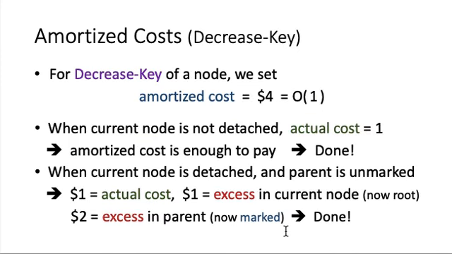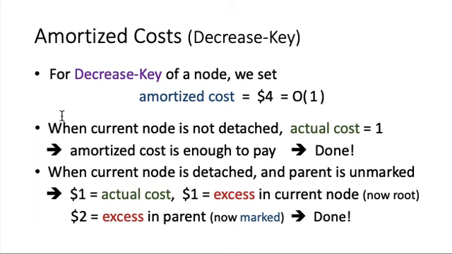And finally, decrease key. To perform decrease key of a node, we will set the amortized cost to be $4. So $4 here is again of order 1. So we will analyze what happens for decrease key.